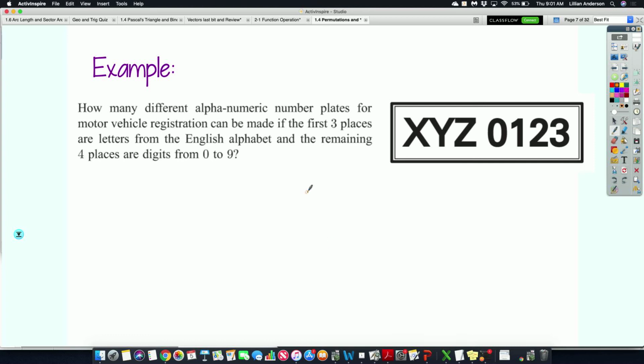This is another common one. Okay, how many different alphanumeric number plates for motor vehicle registration can be made if the first 3 places are letters from the English alphabet and the remaining 4 places are digits 0 to 9? So in other words, how many different license plates can you create? All right, I'll give you a little bit longer than normal to figure this one out and discuss if you need to. Okay, I think I've heard a few different things. Who wants to volunteer their answer?